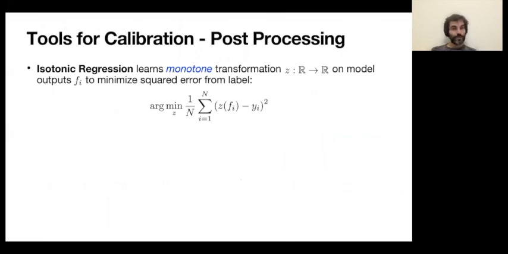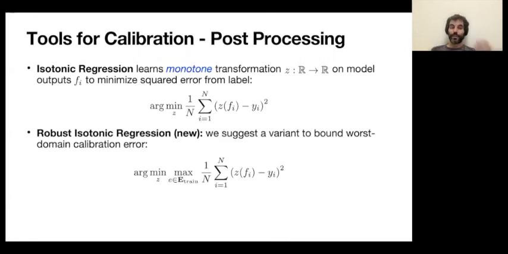I don't have time for this, so I won't go over how we actually do this, but I'll just say one is this isotonic regression is post-processing. You learn the model, and then you just rejigger the probabilities to be more calibrated. And we do this across multiple environments, so we'll be calibrated across all of them simultaneously.